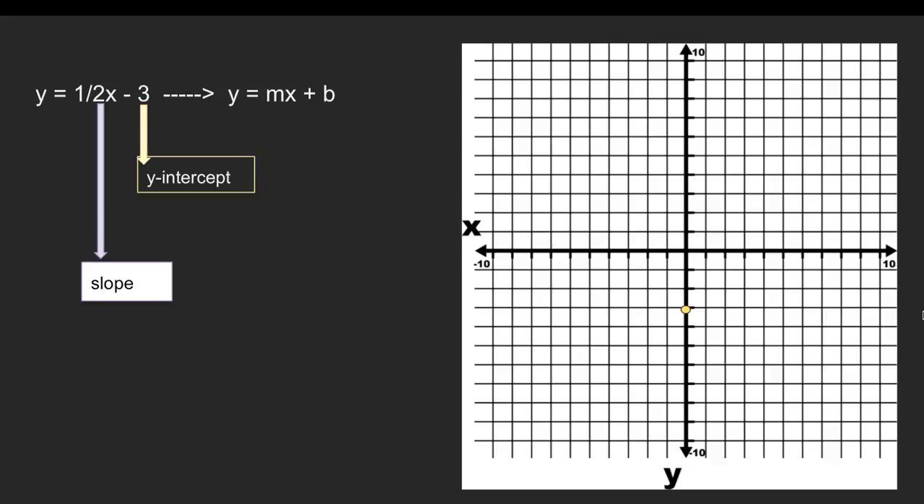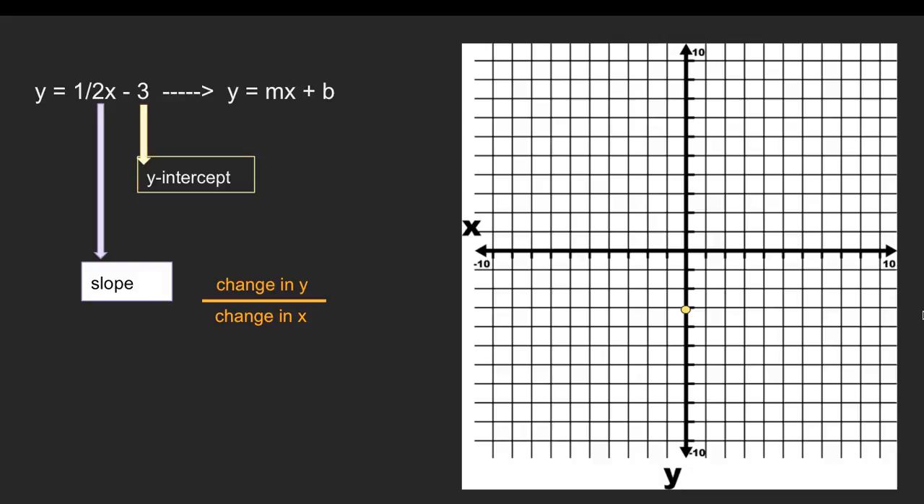The second part of y equals mx plus b is the slope. M, the number that comes in front of x, tells you what the slope of the line is, which means how much it changes as it moves along. So slope is the change in y over the change in x. In this case, y will change 1 every time that x changes 2.